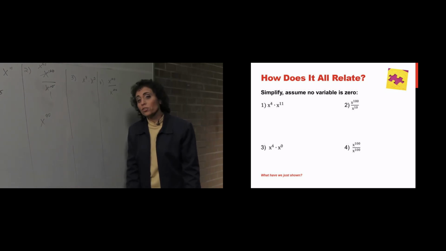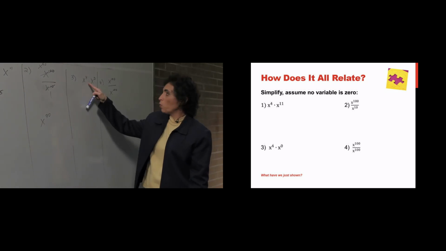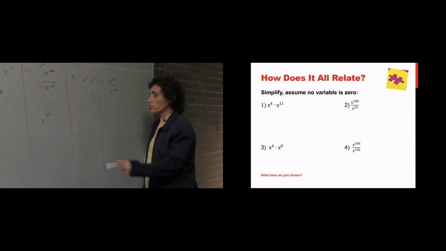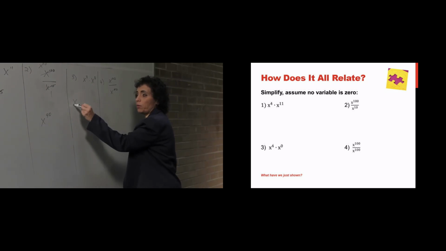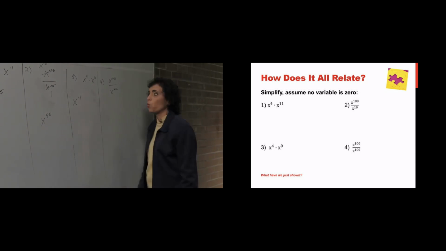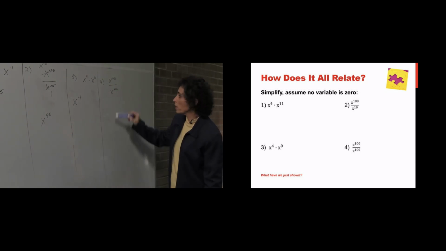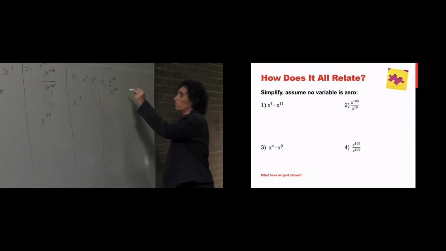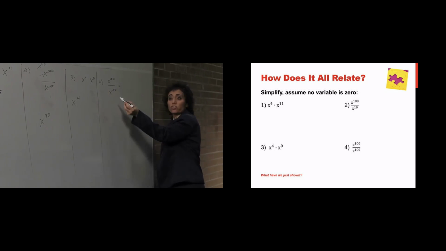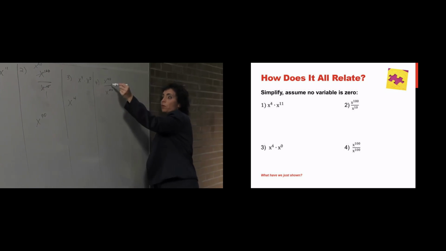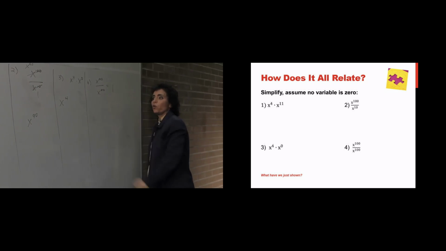Watch this. This is a cool problem. X to the fourth times x to the 0. X to the fourth times x to the 0 says keep the base, add the exponents, because 4 plus 0 is 4. Take a look at this one. Well, this is something divided by itself. As long as it's not 0, we're good. So something divided by itself is always 1.